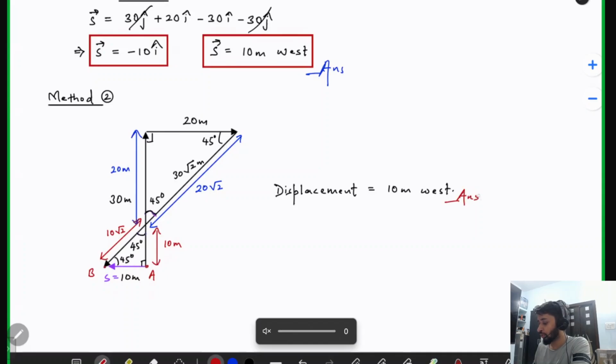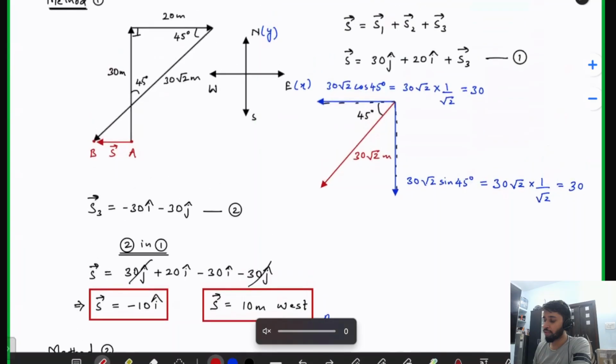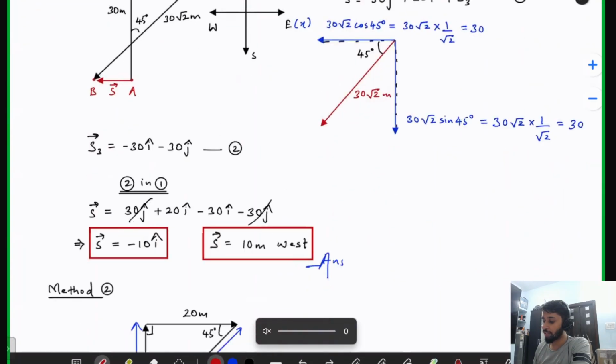Okay students, I hope you understood this one. The method 2 is slightly complicated, especially the last bit. You have to prove that this will be a right angle triangle, and then you can say that the displacement will be 10 meter. But the first method is very simple. Once you study vectors, you can do it easily.